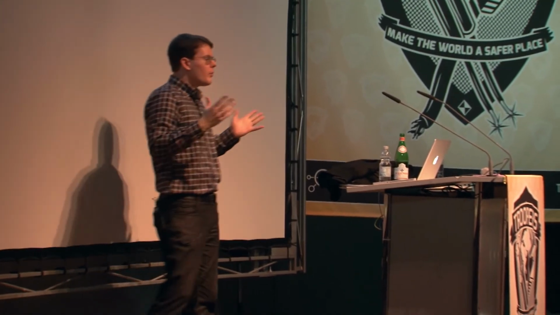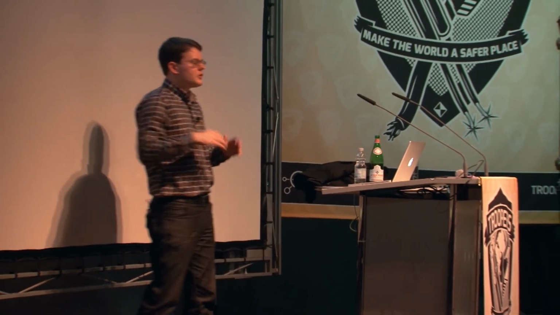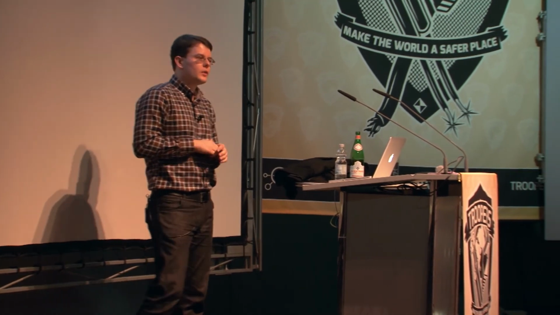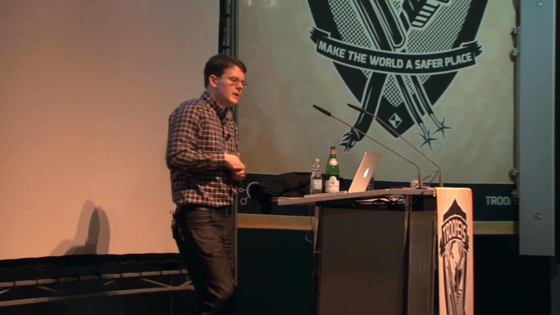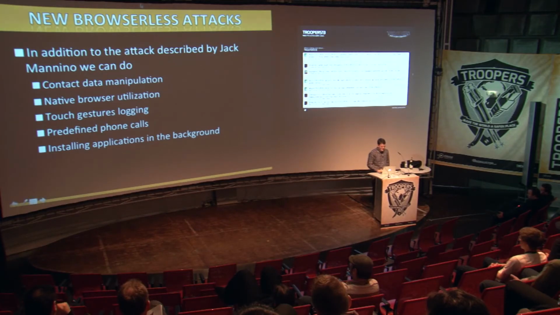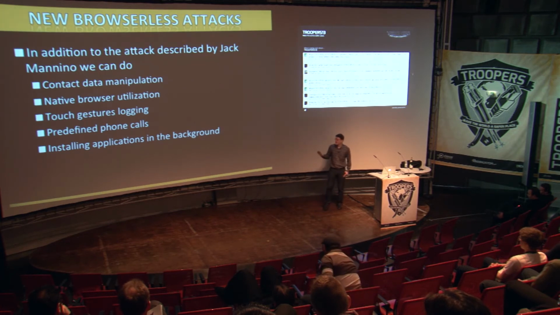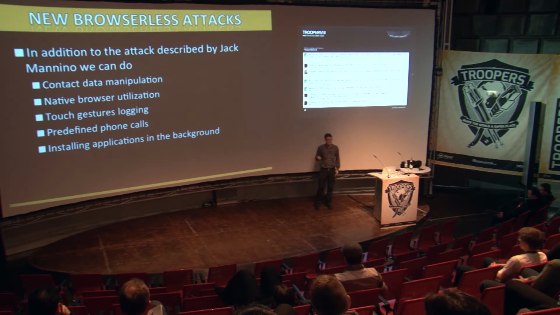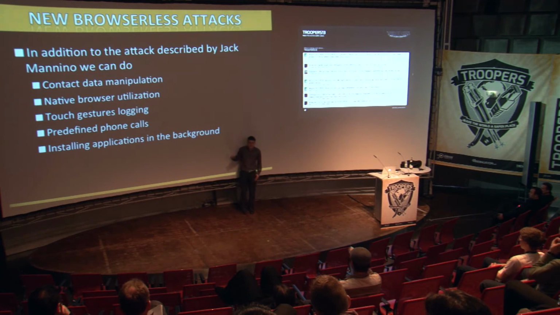But the scope of Jack's attack, and this is what we did, was too focused on, for example, phone calls, or on the home screen itself, or on some applications on the home screen. What we found out is that the scope of this attack is a little bit wider, because we can manipulate the contact data, and we can use the web browser to navigate to a website which we as an attacker define. We can log touch gestures on a system, so wherever you touch on your display, we can log this without having any privileges for this. This is really important to say. We can use the phone call application to do predefined phone calls, and this was also possible in the past. We could install applications in the background with the help of the Android market.